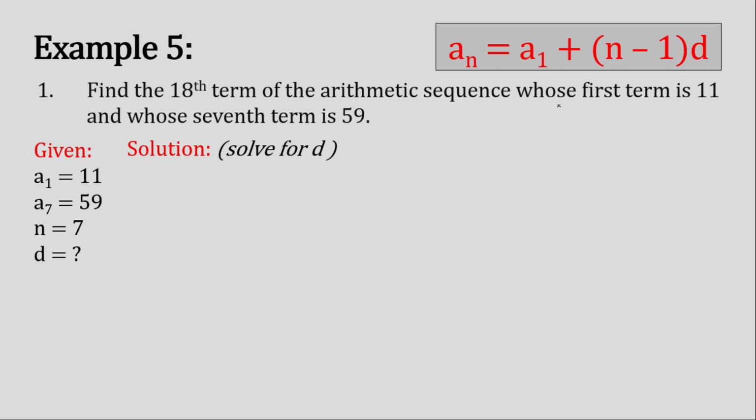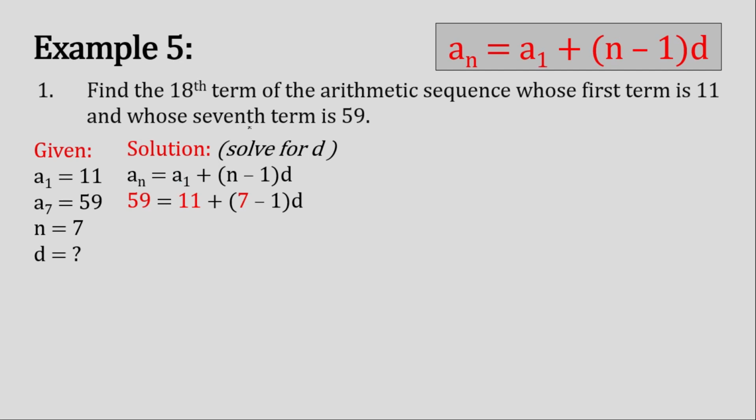Now, to solve for d, there is a special formula only applicable for this kind of problem. So that is the arithmetic sequence formula. Let's copy the formula first. Then let's substitute the values. Remember that our a sub n is our a sub 7. So therefore, the value of our n is 7. And the value of our a sub 1 is 11.